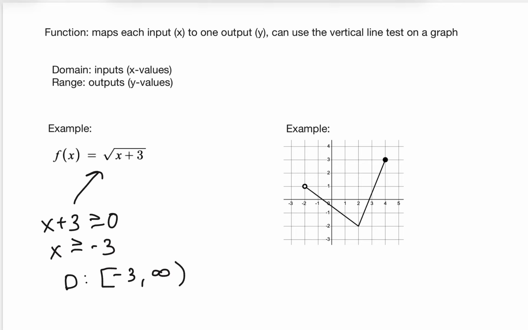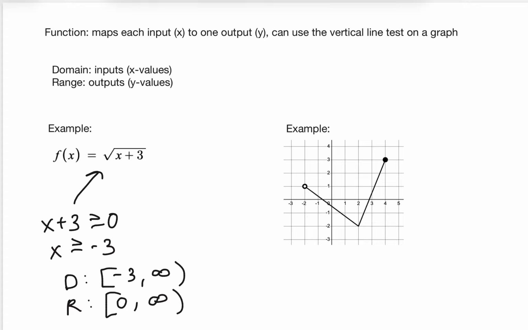Okay, and then if we think about our range of this function from the equation, if we plug in -3, we get 0. If we plug in numbers bigger than -3, our numbers are going to keep increasing. So that tells us that our range, again, square brackets, 0 to infinity. Okay, so that would be our domain and range for the equation.